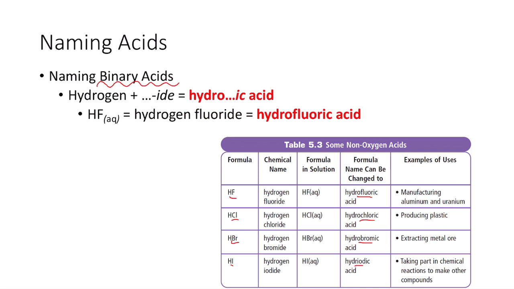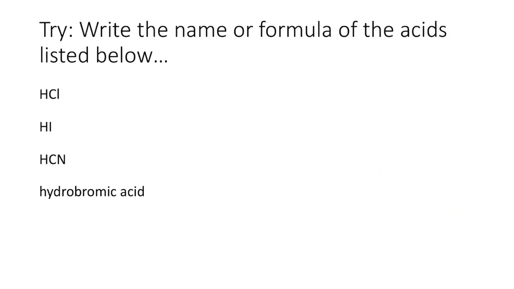There's a table here with some other common binary acids. So HCl, hydrogen chloride, becomes hydrochloric acid. HBr, hydrogen bromide, hydrobromic acid. HI, hydrogen iodide, hydroiodic acid when dissolved in water. And it also gives you some examples of its uses. Try the names and formulas of these acids below.